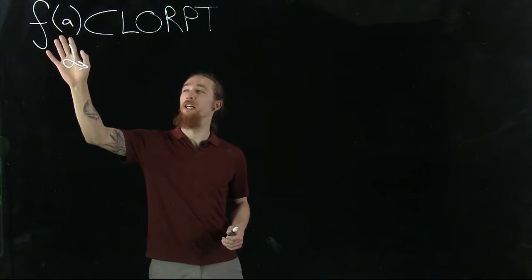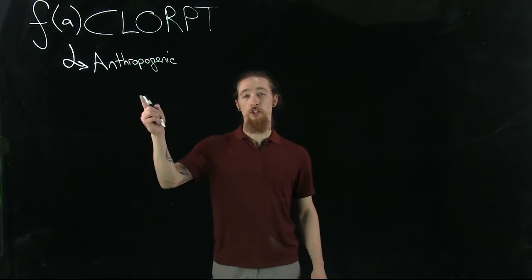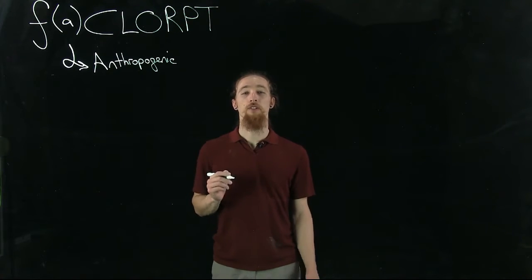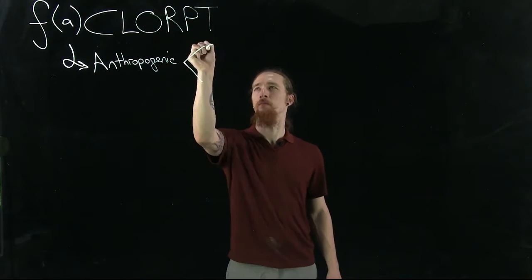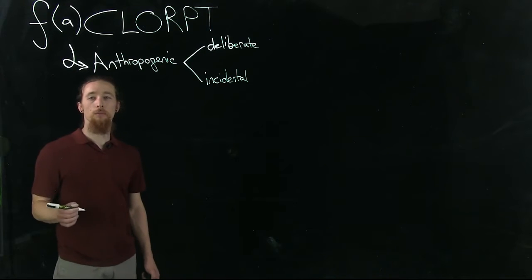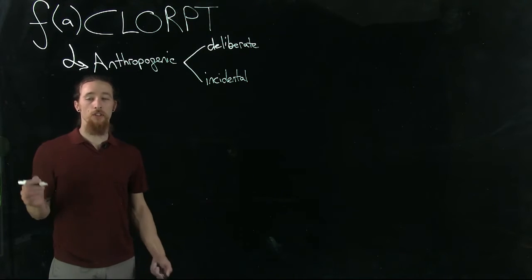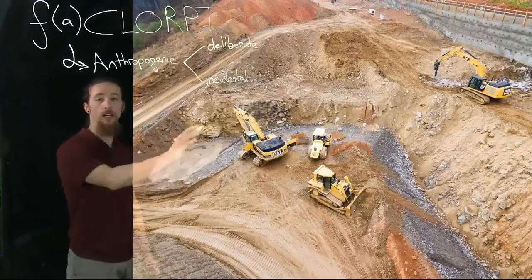So remember, the A stands for anthropogenic. Anthropogenic factors can fall into two broad camps, deliberate and incidental. So deliberate and incidental. When we're talking deliberate, a lot of these things deal with construction, just earth movers. And so we have this picture from before.